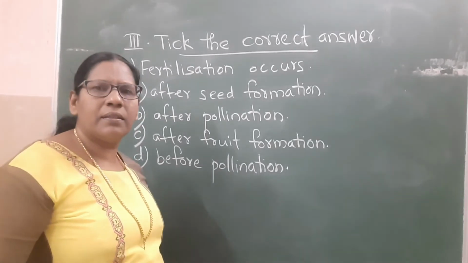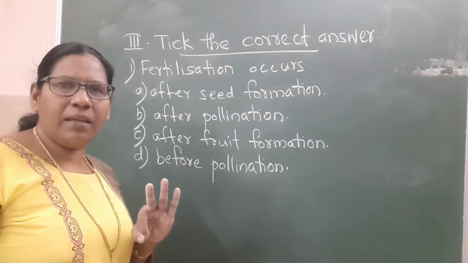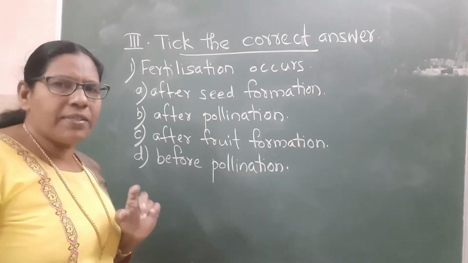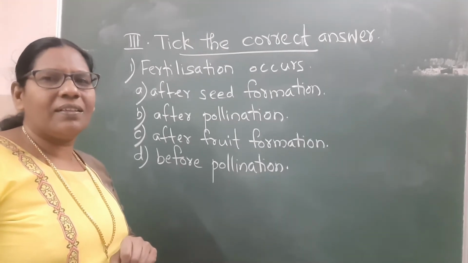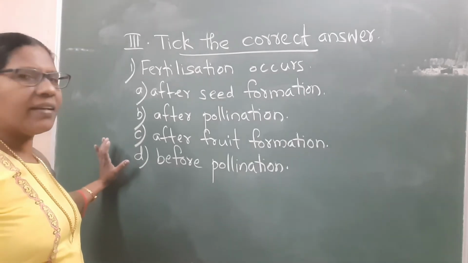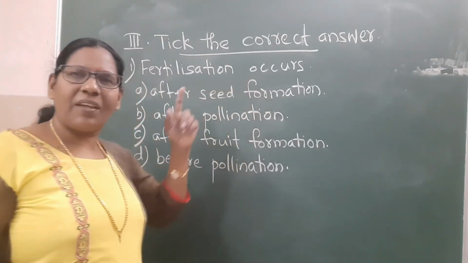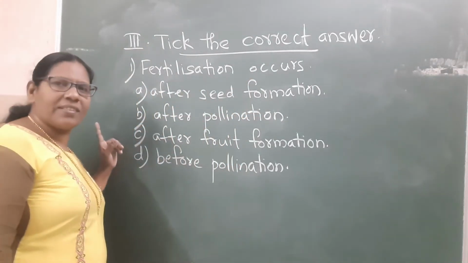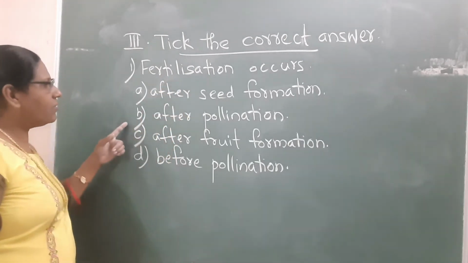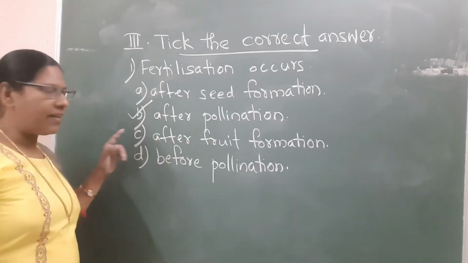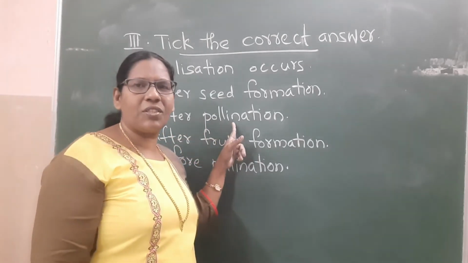We've done sexual reproduction. In that there are 3 major steps. First one, pollination. Second one, fertilization. Third one, fruit and seed formation. Here, fertilization occurs after pollination. So the first thing is pollination, the second one is fertilization. So after pollination is the right answer. We have to tick the B option.